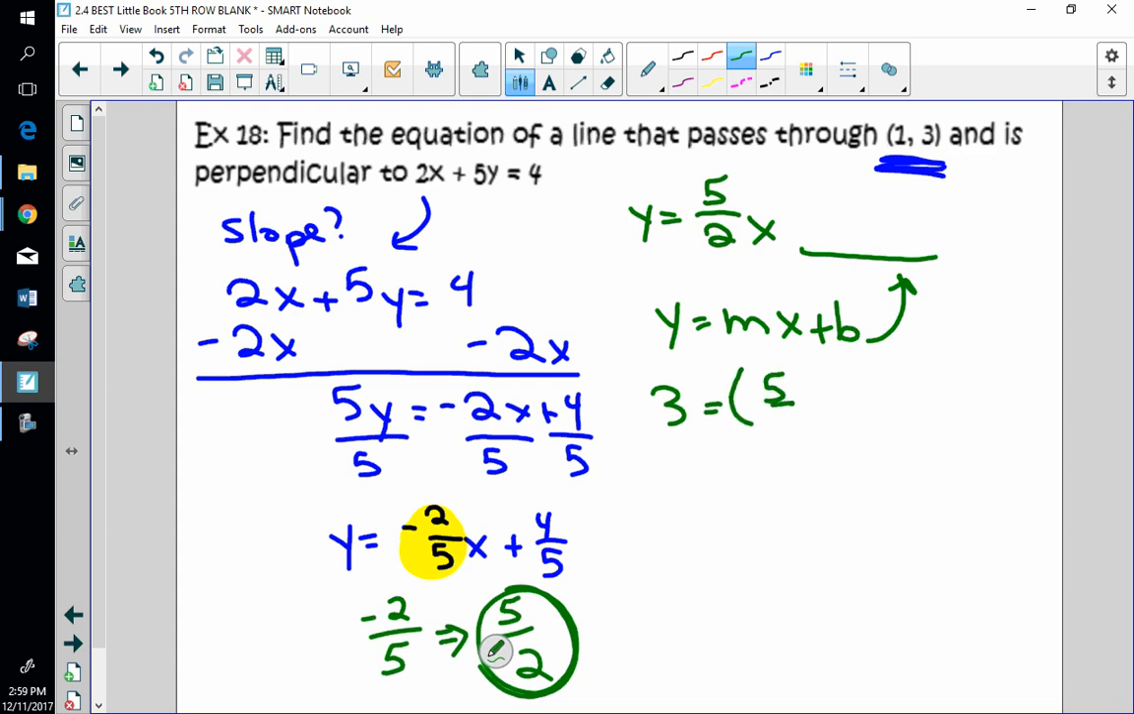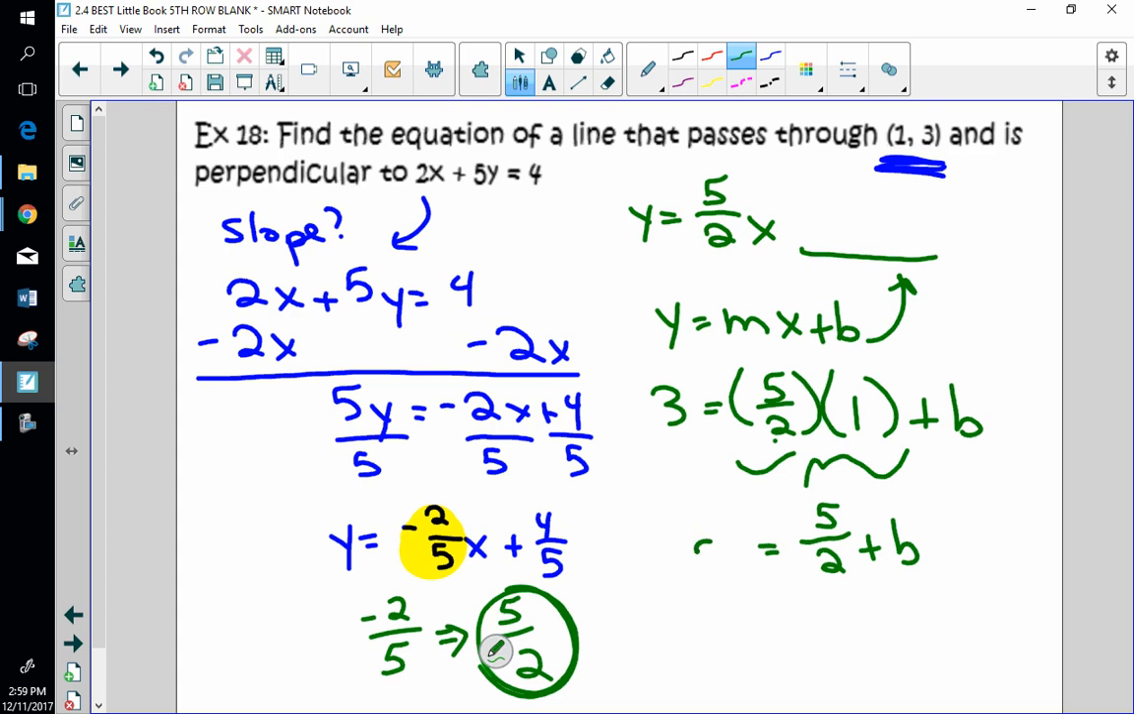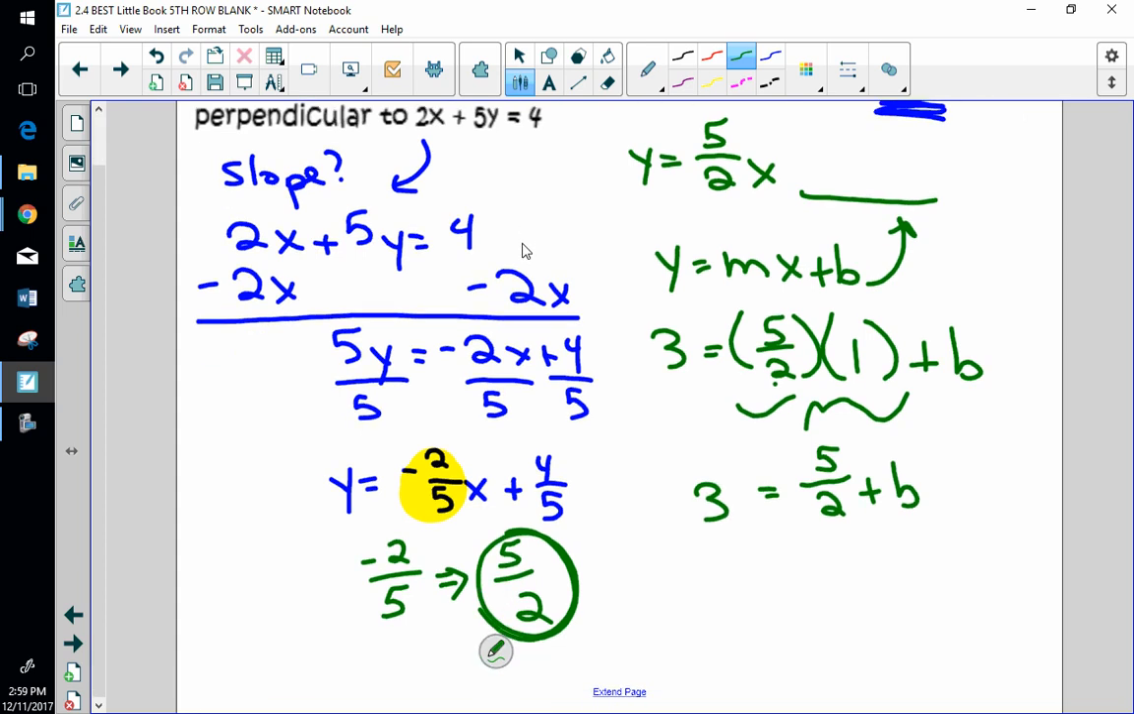My slope of 5/2 goes in for m. My x-coordinate of 1 goes in for x, and I don't know what b is. When we're solving, first thing is we're going to multiply 5/2 times 1. That's just 5/2. I'm going to recopy everything else, plus b, equals 3. For the next step, if I'm solving for b, I'm going to subtract 5/2 from both sides.